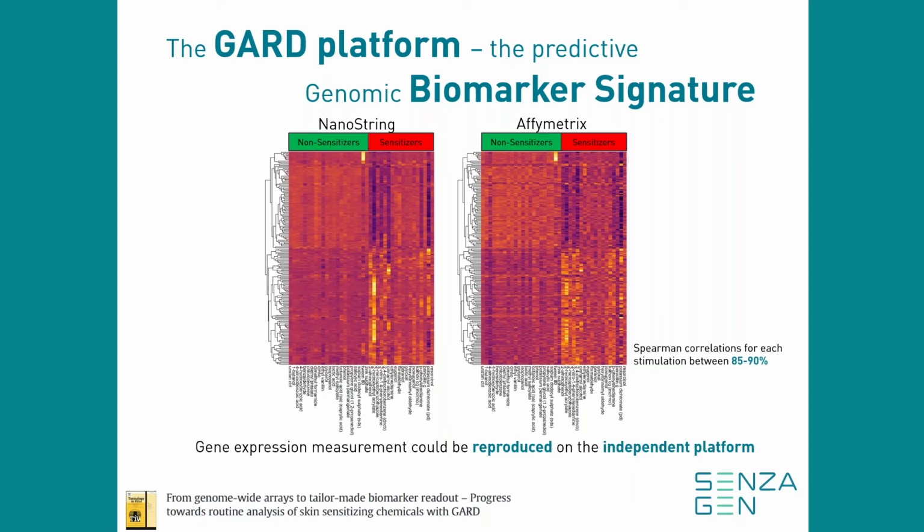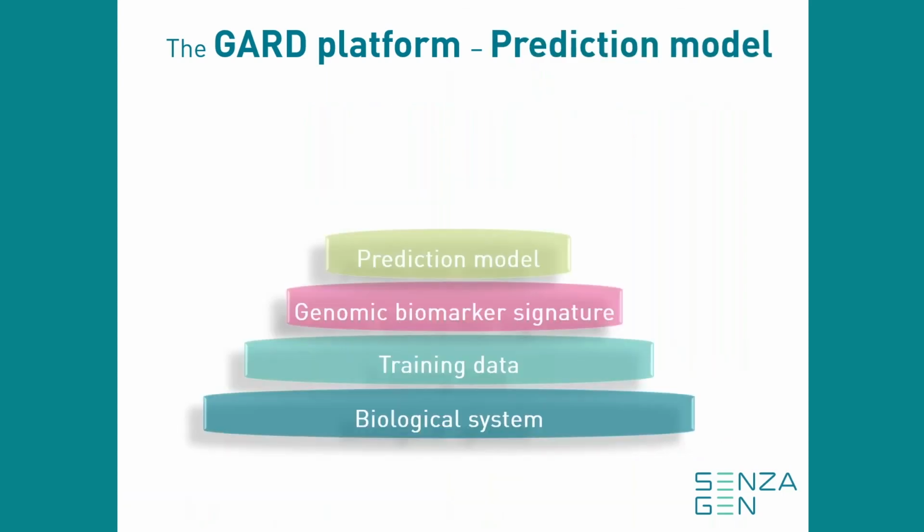So this, of course, strengthens our case that we measure immunologically relevant endpoints. So once we have identified our predictive biomarker signatures, and we have also transferred the biomarker signatures to the NanoString platform, we of course need to move over to a prediction model. The prediction model basically contains the rules that can look into the historical data we have in order to predict the sensitizing properties of our unknown testing substance.